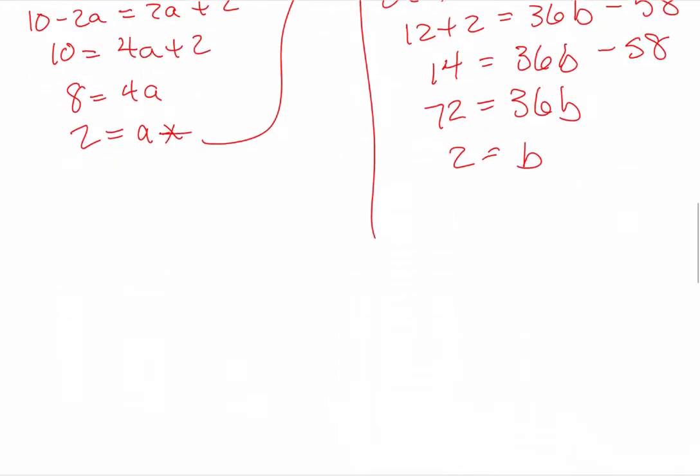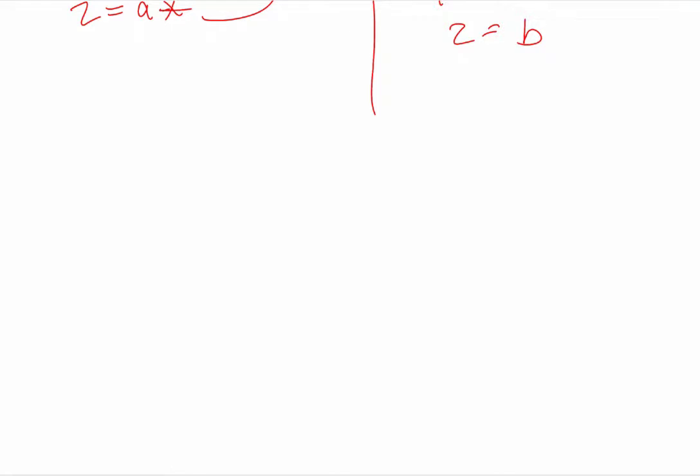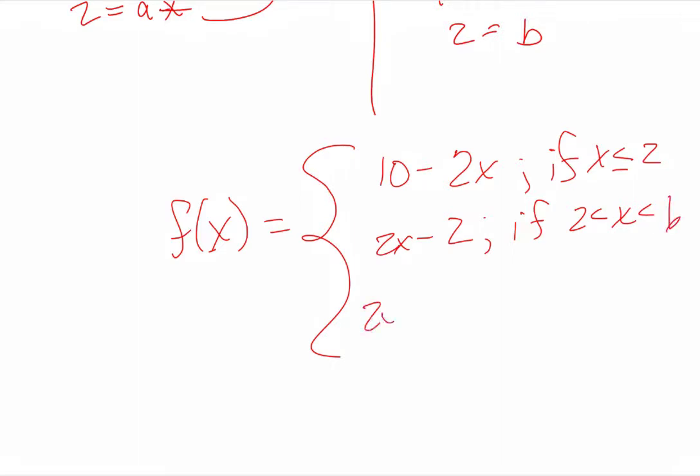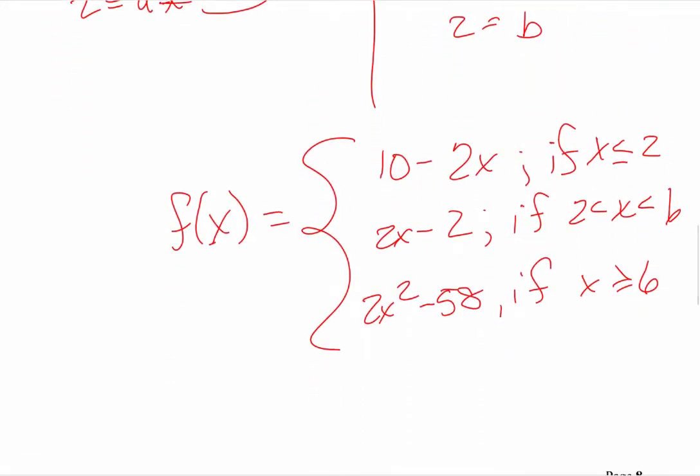So this will give me the function. My final function should be f of x equals 10 minus 2x if x is less than or equal to 2, 2x plus 2 if x is between 2 and 6, and 2x squared minus 58 if x is greater than or equal to 6. So this now is a continuous function.